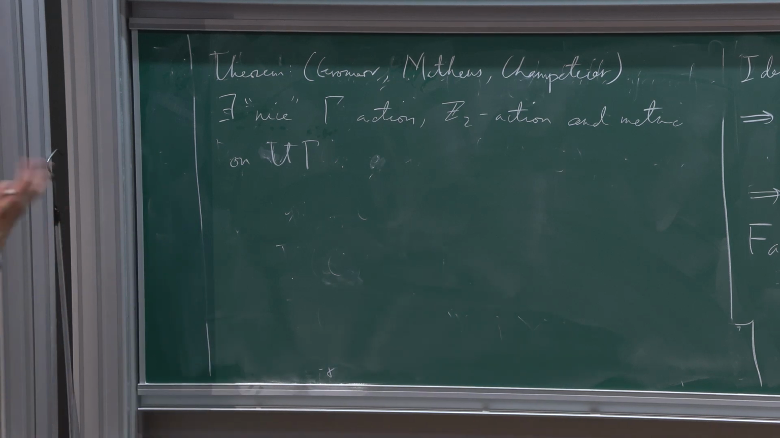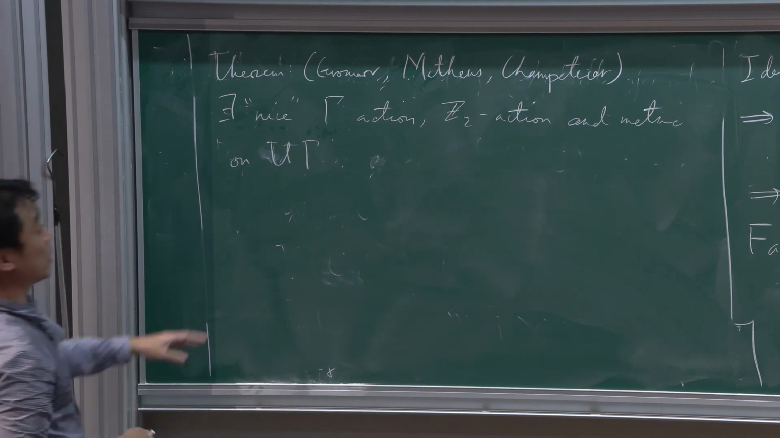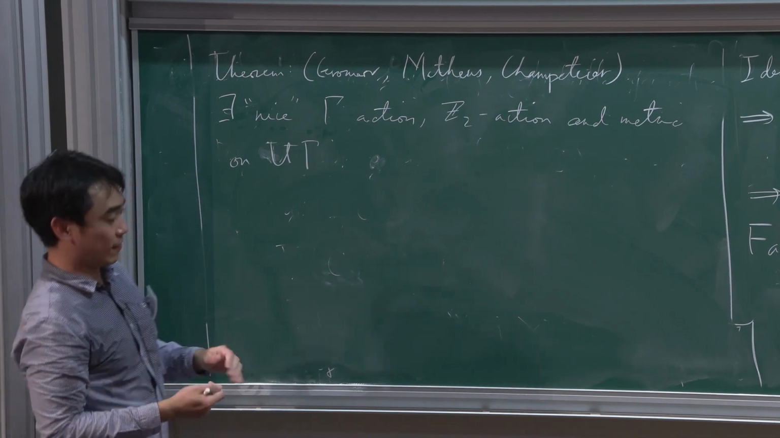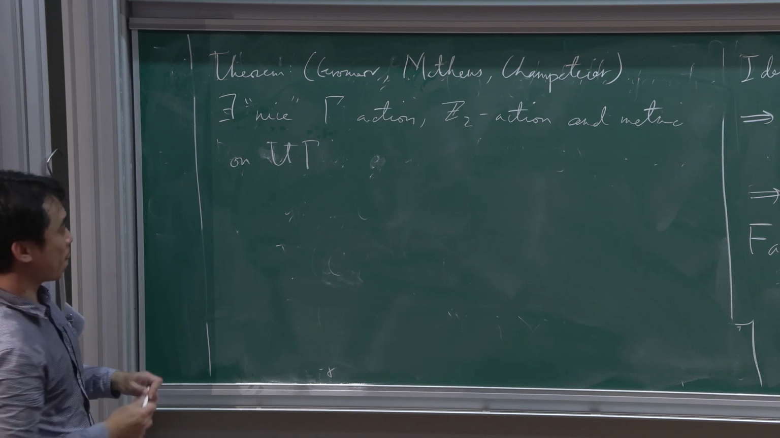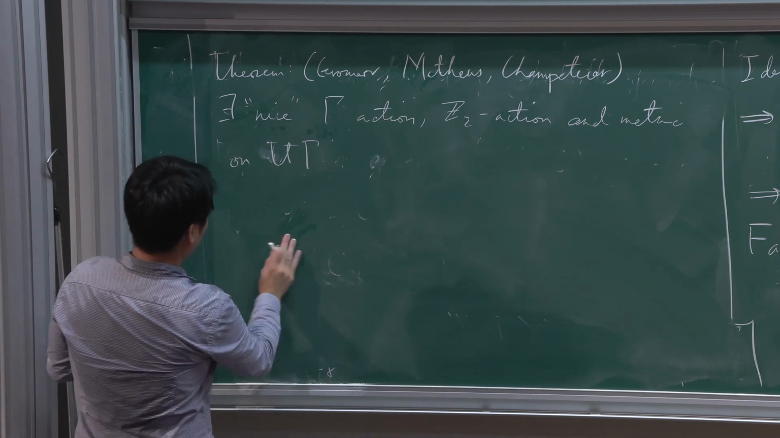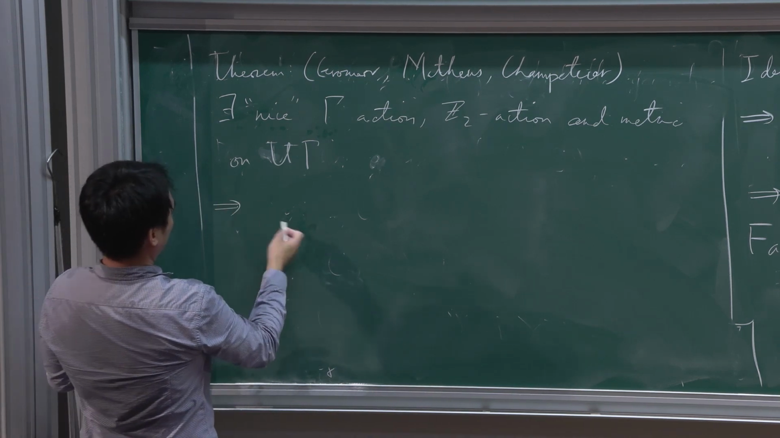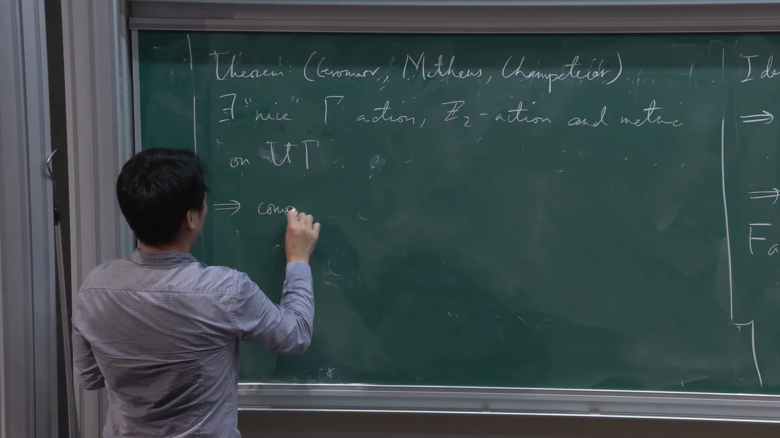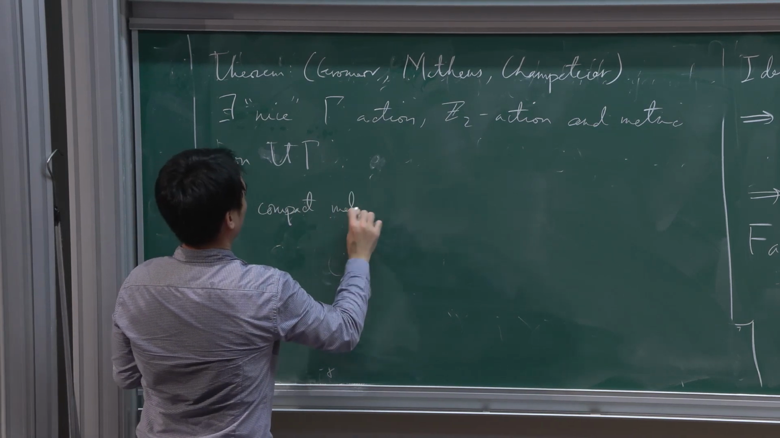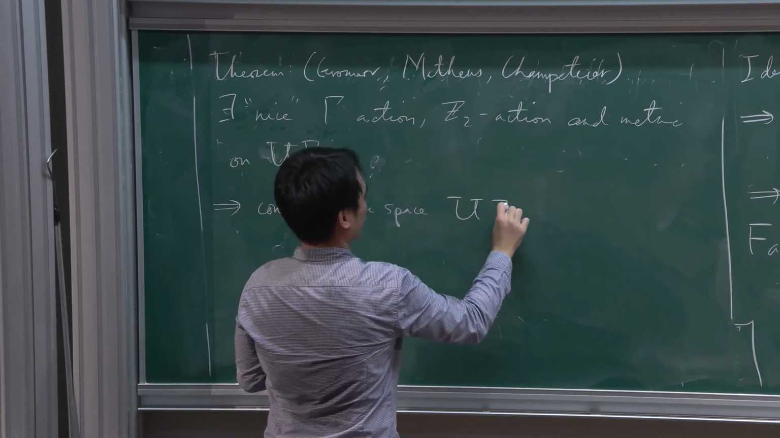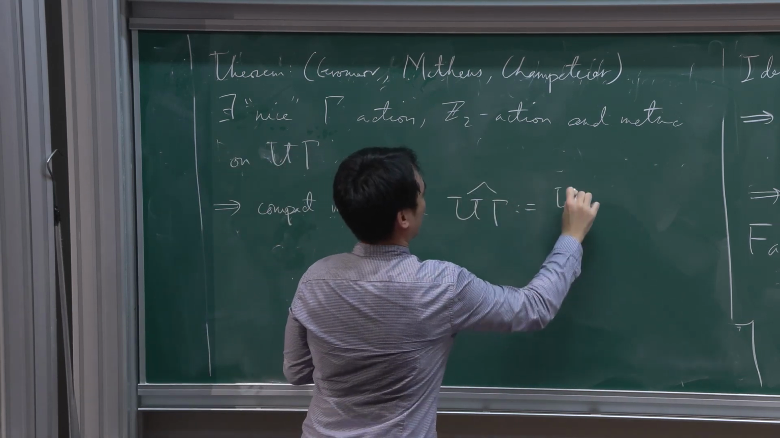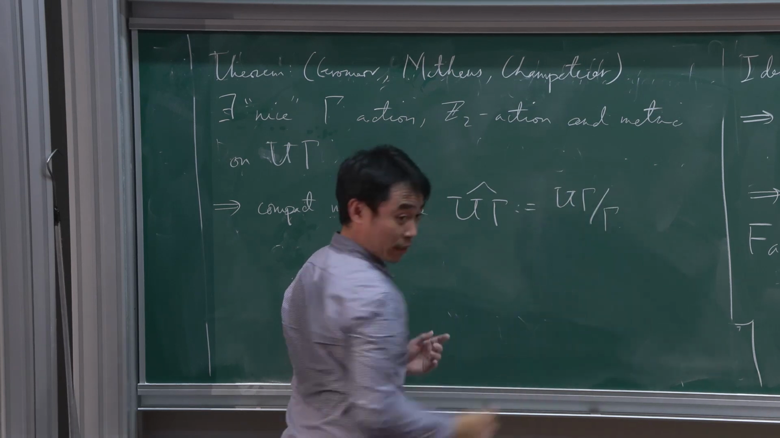And then we'll reflect the metric also needs to descend, so the metric has to be gamma invariant. And then the flow lines have to be quasi-geodesics. So all these properties. Okay, but the point here is that what you get is a compact metric space, which I'm going to call U gamma hat, which is U gamma quotient by gamma.